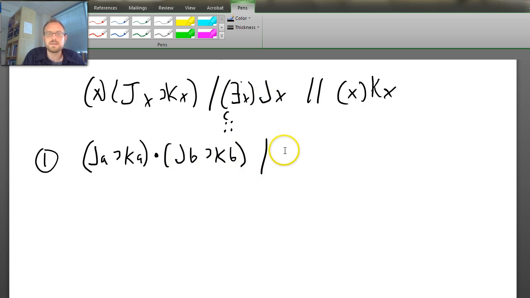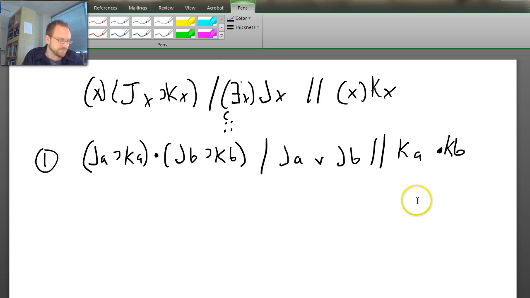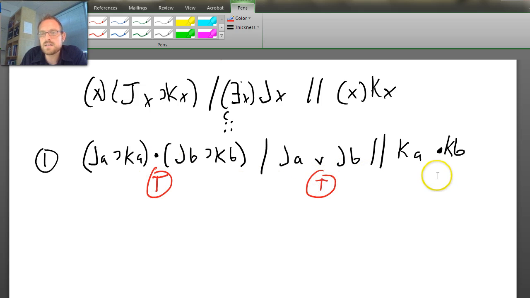This ends up with JA or JB, and that or comes from the existential quantifier. And then the conclusion here is a universal, so I have KA and KB. Okay, so now let's start here. Now again, when you do the indirect truth table, start by putting in your assumption of invalidity, which looks like truth under all of the main operators of the premises, and then falsehood under the main operator of the conclusion.